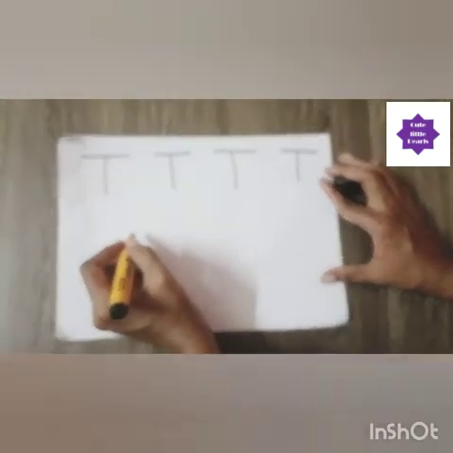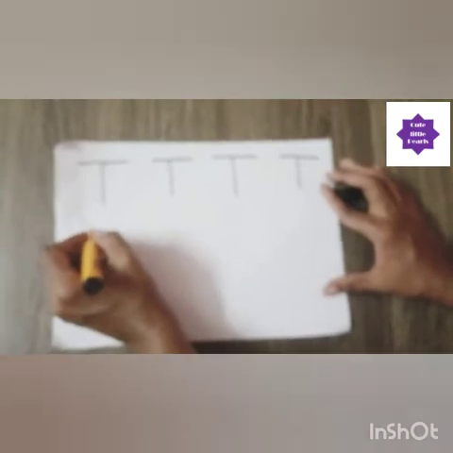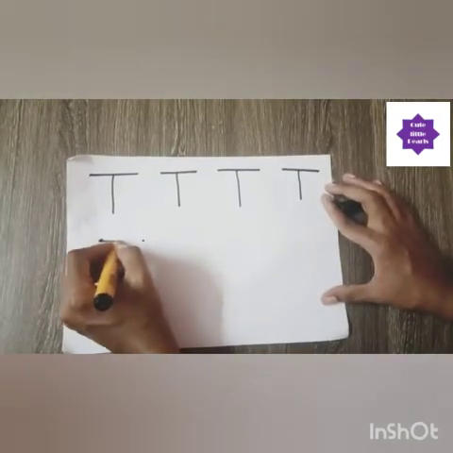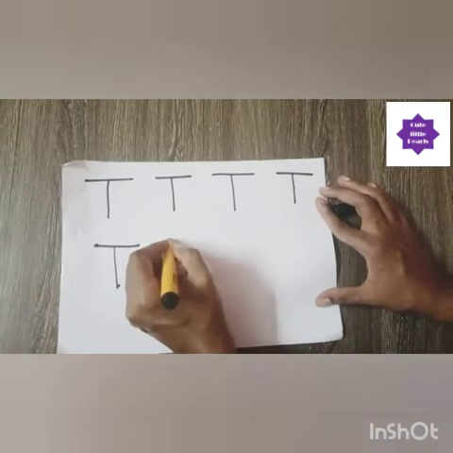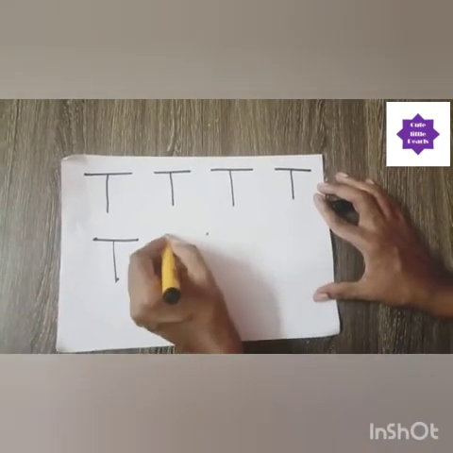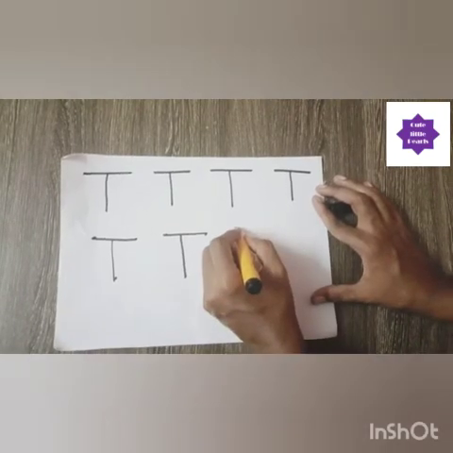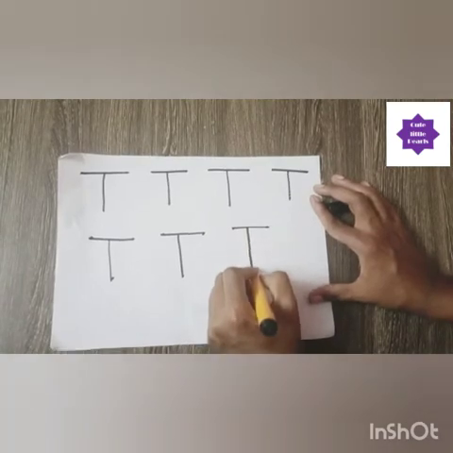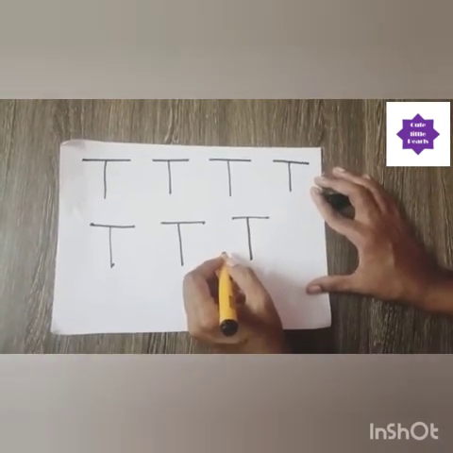Now we will make letter T with the help of dots. Look here. Slipping line, standing line. Again, slipping line, standing line. Again, slipping line, standing line, T. T says T. The sound of T is T.